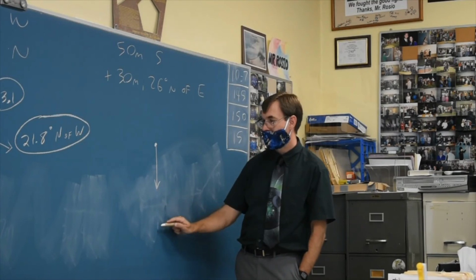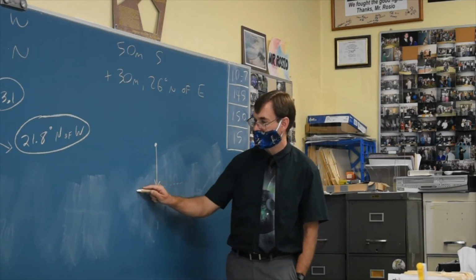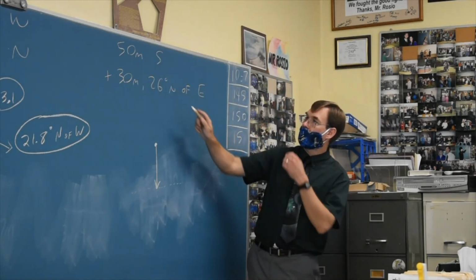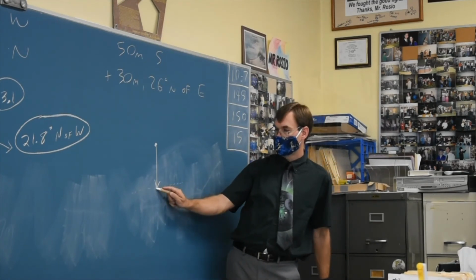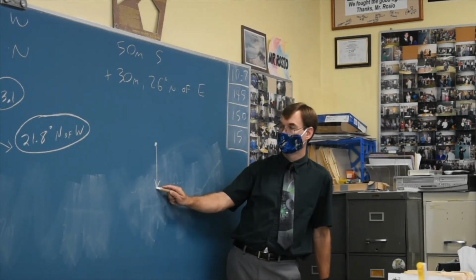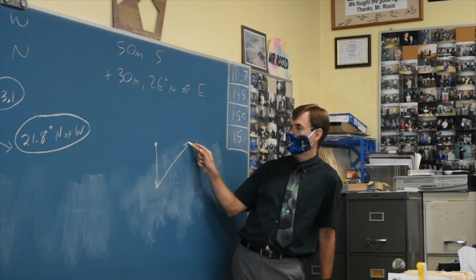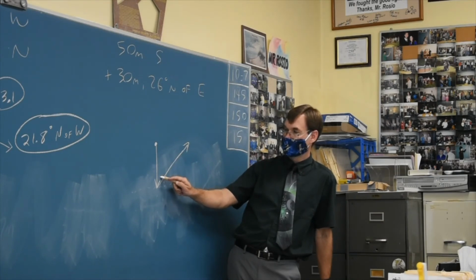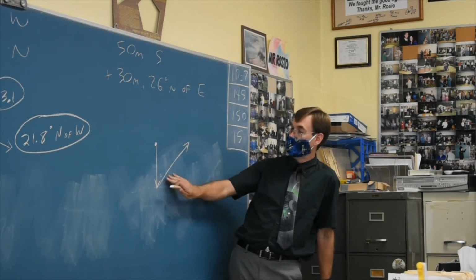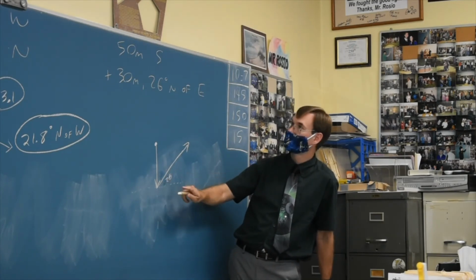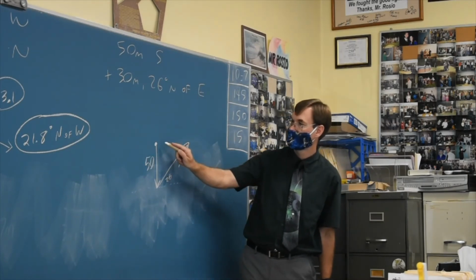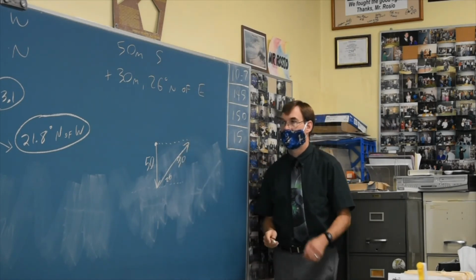At the tip, I need to imagine, and it's hard to imagine, so I might be better off to draw myself a little map system. I'm headed 26 north of east. Where's northeast? Top right. Is this the 26, or is that the 26? 1 or 2? 1. So here's my 26. This is a 50. This is a 30. That's what I'm after.